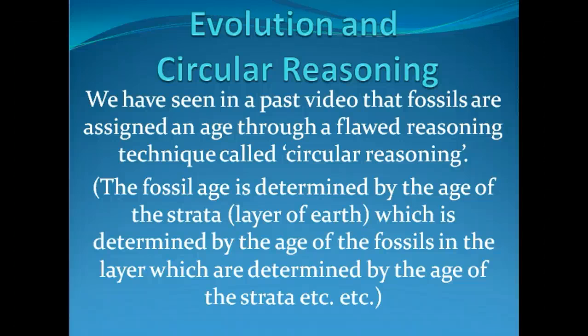We've seen in a past video that fossils are assigned an age through a flawed reasoning technique called circular reasoning. We show that the fossil age is determined by the age of the strata, or the layer of the earth, which is then determined by the age of the fossils in the layer, which are determined by the age of the strata, etc., etc., etc.